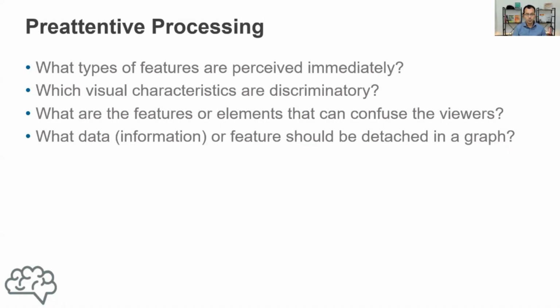Let us start with the preattentive processing. The idea here is to work with these 4 questions. First one, what types of features are perceived immediately? The second one is, which visual characteristics are discriminatory, in the sense that which visual characteristics allow us to differentiate one image from another? Then, what are the features or elements that can confuse the viewers? And finally, what data or features should be detected in a graph?